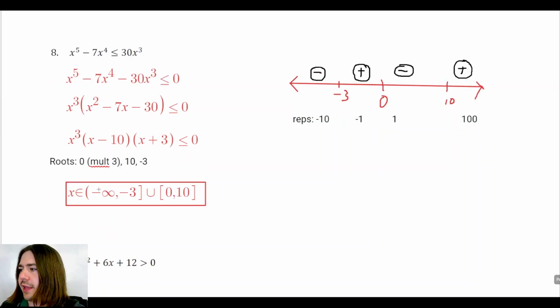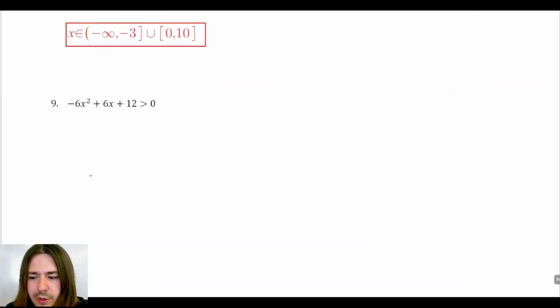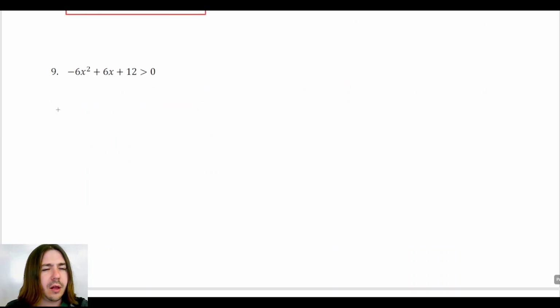All right, there's number 8, and then let's move on to number 9. We'll wrap up page 3 here. Okay, so we definitely have a GC. Actually, you know what might be the way to go here? Is to divide everything by negative 6. That'll give us a positive leading coefficient. Now, if we divide everything by negative 6, though, anytime you divide an inequality by a negative, you do have to flip the sign. So just don't forget about that.